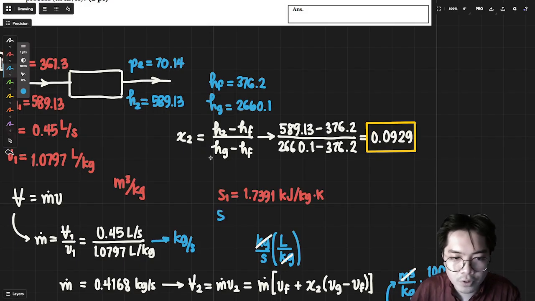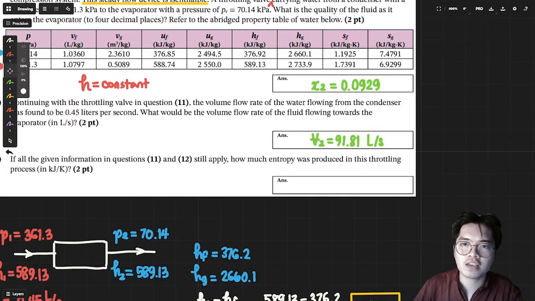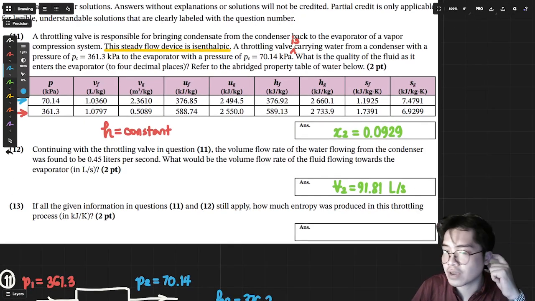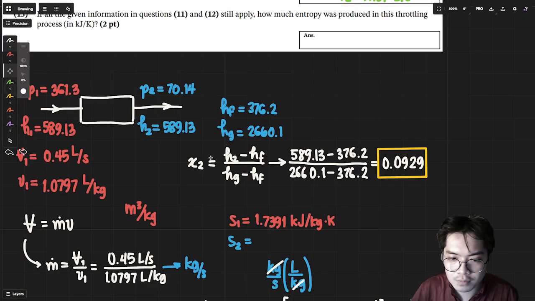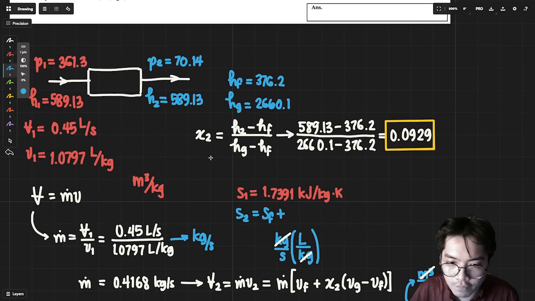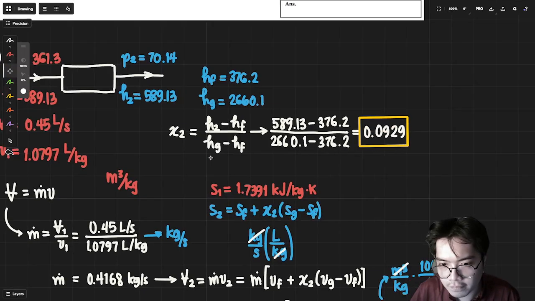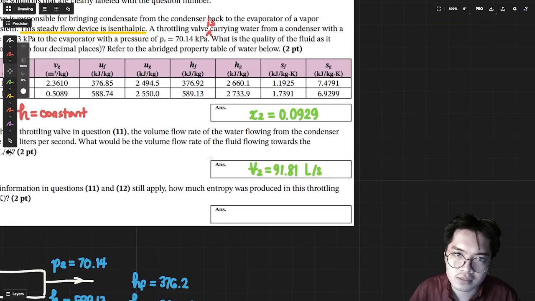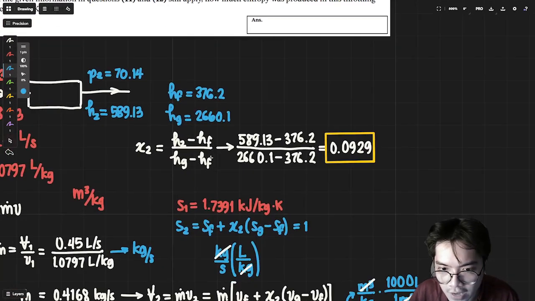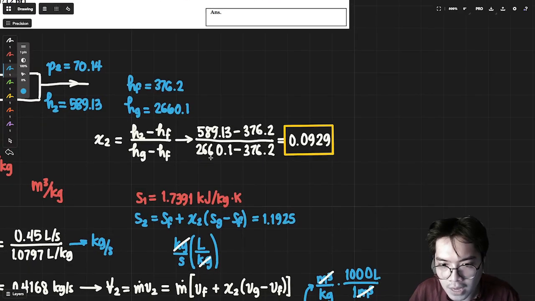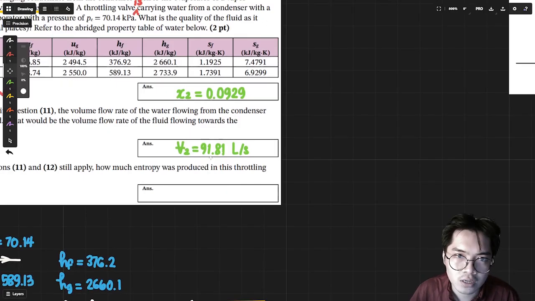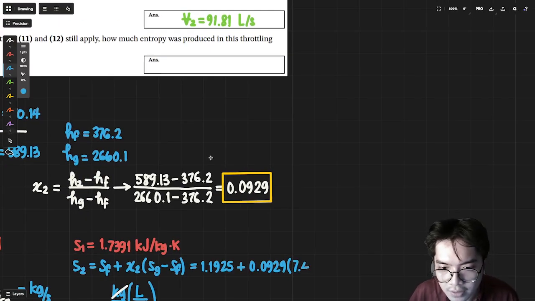S2 will be a bit more difficult, but it's still manageable because state 2 is now a two-phase mixture, aka it's now affected by quality. So we can just plug in the formula that we know: SF plus X2 times SG minus SF. SF of this is 1.1925 plus 0.0929 times SG, which is 7.4791, minus 1.1925.